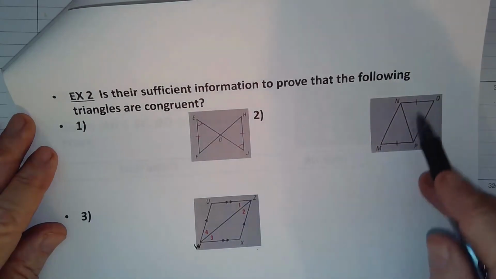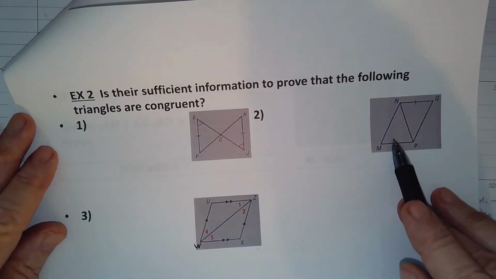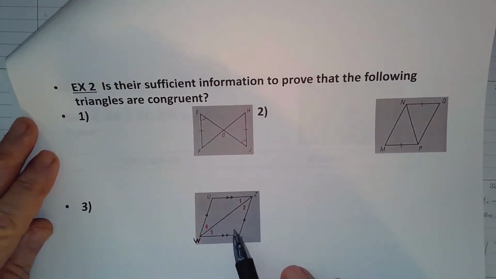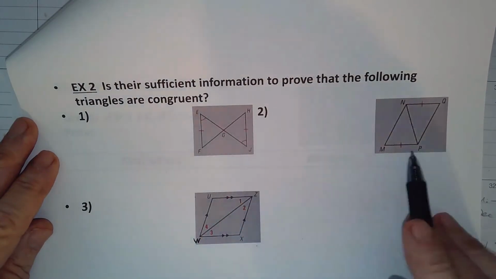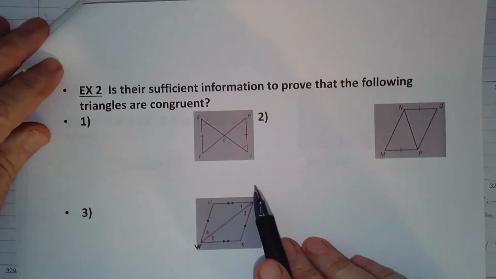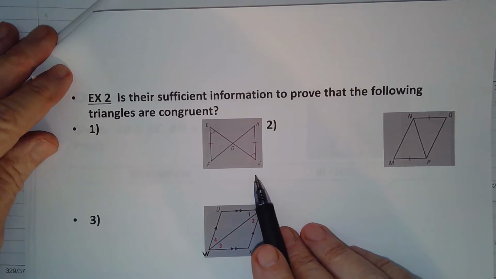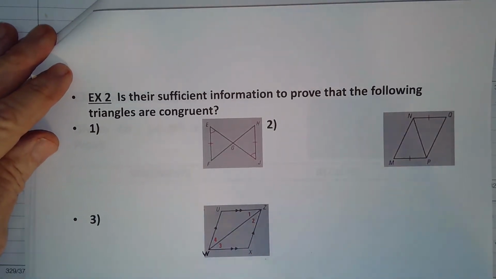Then our second one, we've got a pair of triangles here. And our third example, we've got a pair here. And they all have various marks that basically are given information, right?